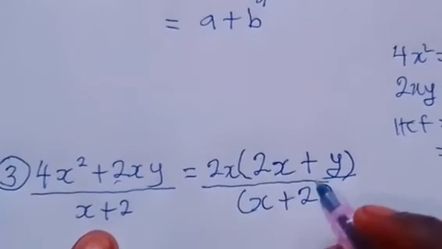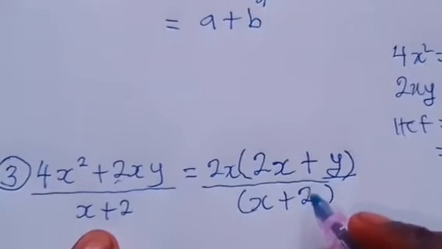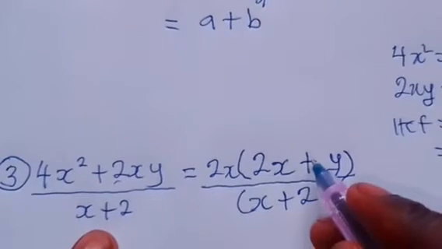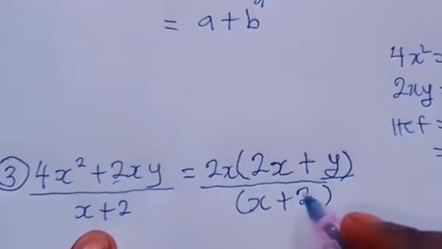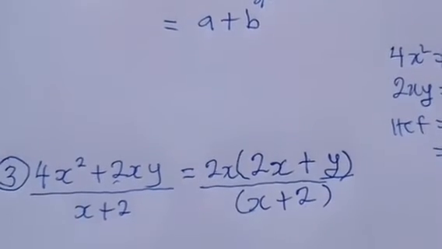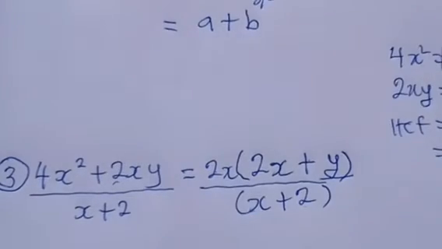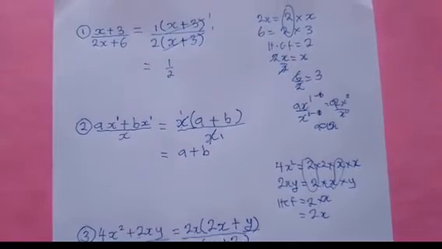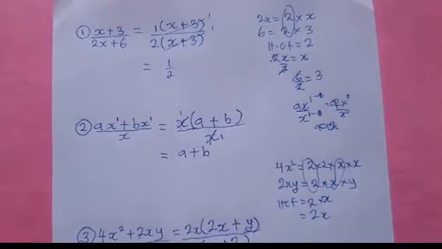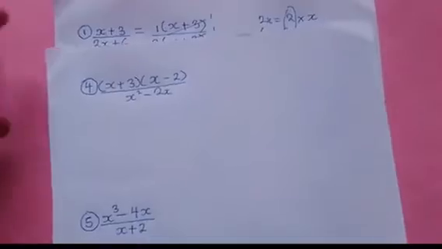Now in this case you can see that there is no common terms between the top number and the bottom number, so you can leave your answer this way. Quite easy, isn't it? Now I'm sure you are understanding the concepts that have been taught so far. Now let's quickly take the fourth example.